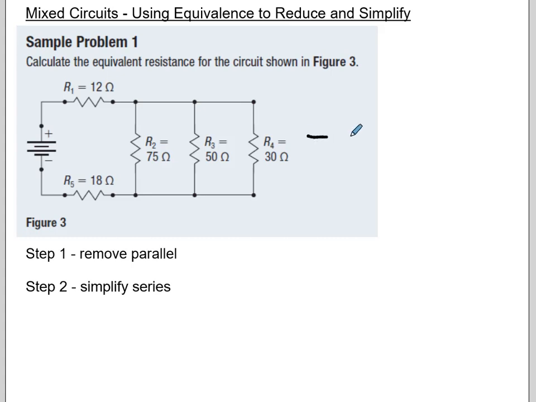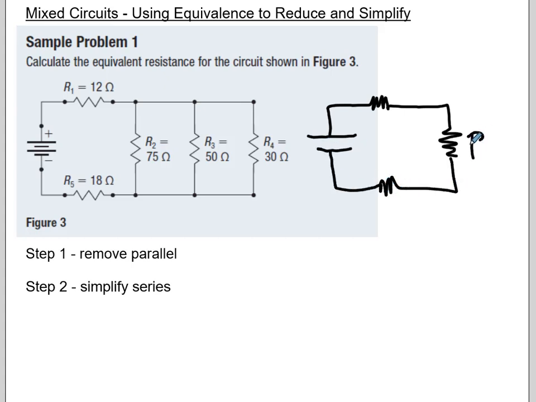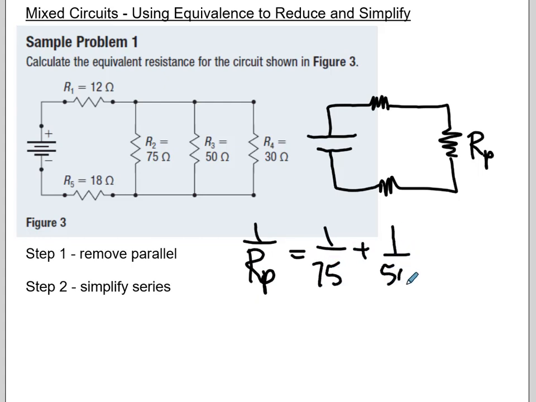We are going to take, and I'm going to redraw it, we have this guy, and then we are going to replace all of the parallels with whatever the equivalent R parallel is. Okay, so I come down here, I do my R parallel. I have 1 over 75 plus 1 over 50 plus 1 over 30. Now, if you're comfortable on your calculator, you could actually do this as well. If you don't lose any of your decimals, it is possible just to do the divisions.